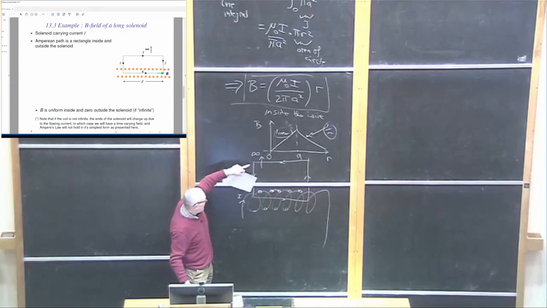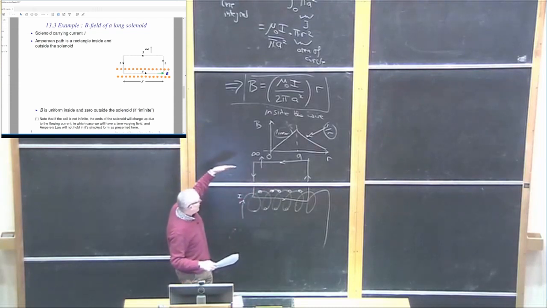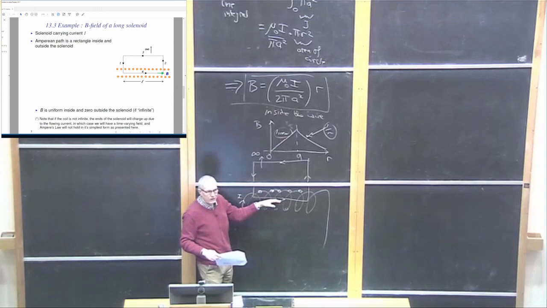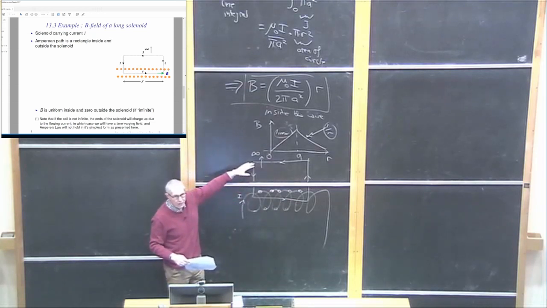So of course these lines are going off to infinity as well. And so there's no contribution. At infinity, there'll be no contribution from the field due to this solenoid. So the line integral along there is 0.